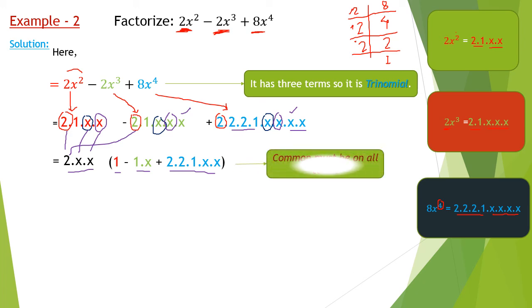Now here there is an explanation. Common must be on all terms. Yes, the common must be on all terms. The entire common must be on all three terms. If we are considering a trinomial, then the common must be on all three terms.